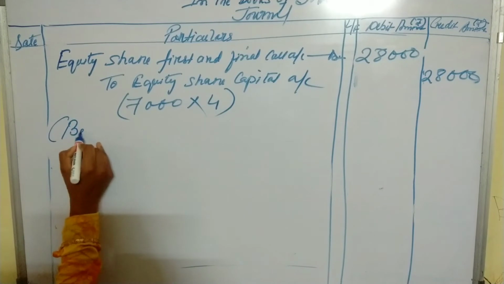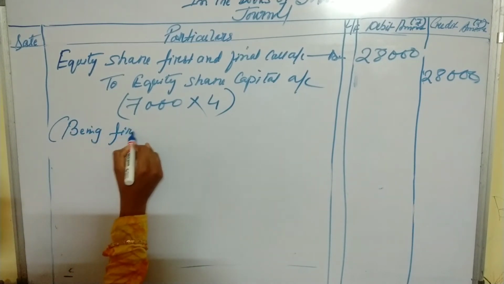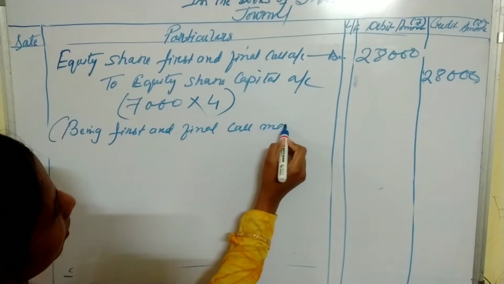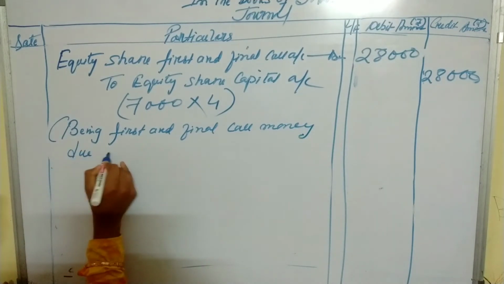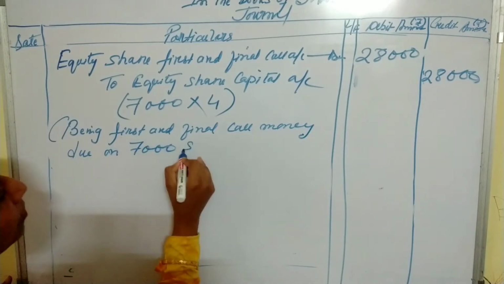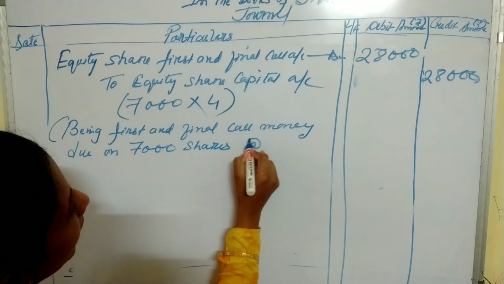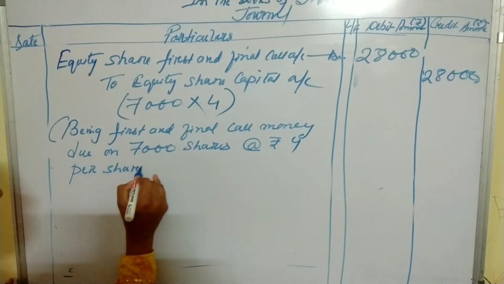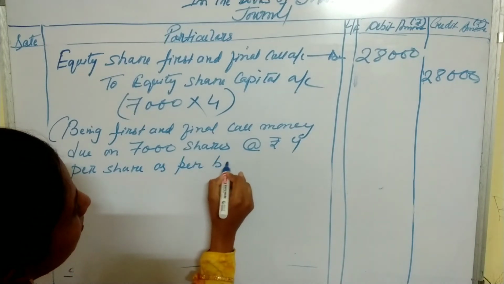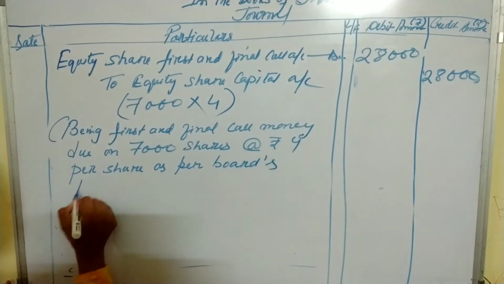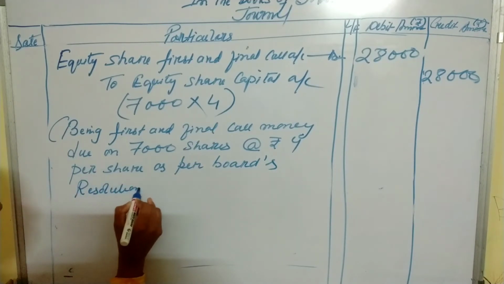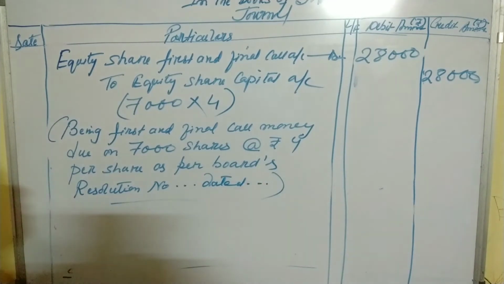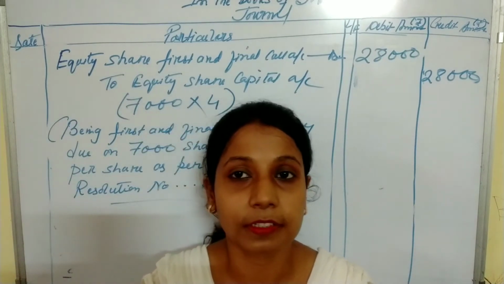Now we'll write the narration. Being first and final call money due on 7,000 shares at the rate of rupees 4 per share as per board's resolution number... So this is the due entry for first and final call.